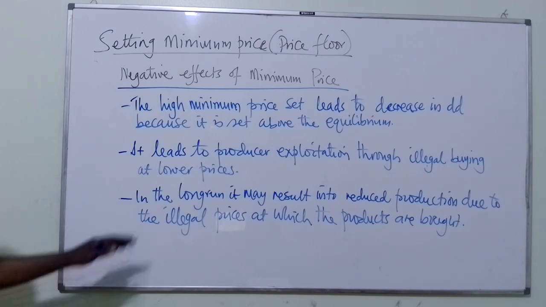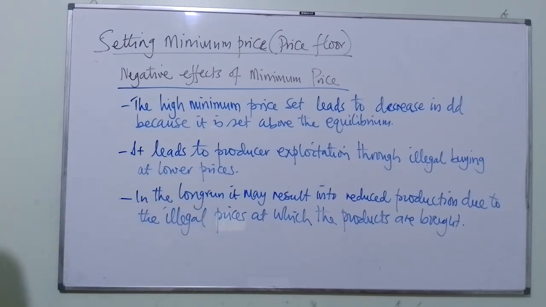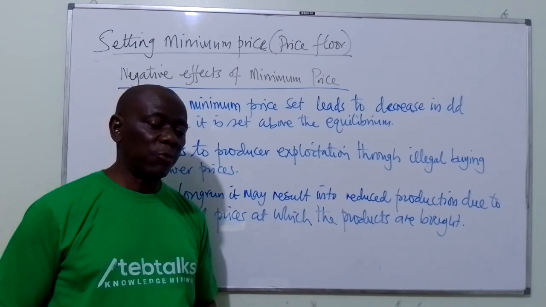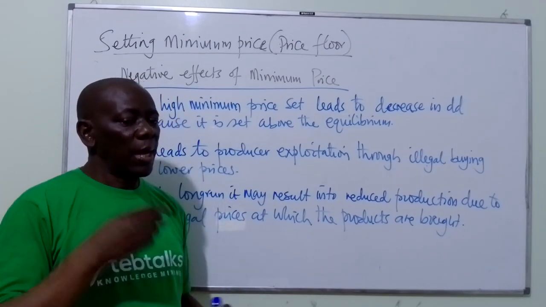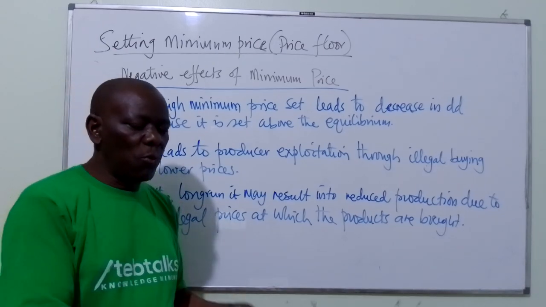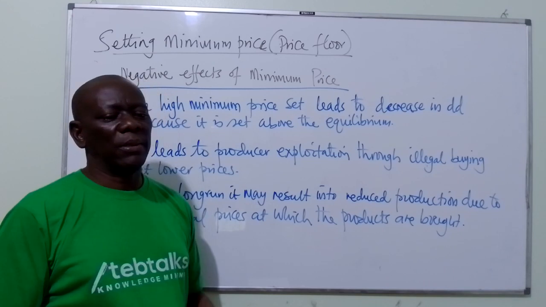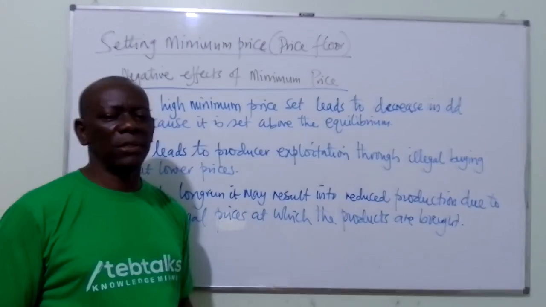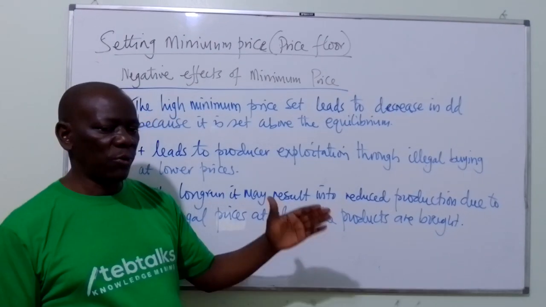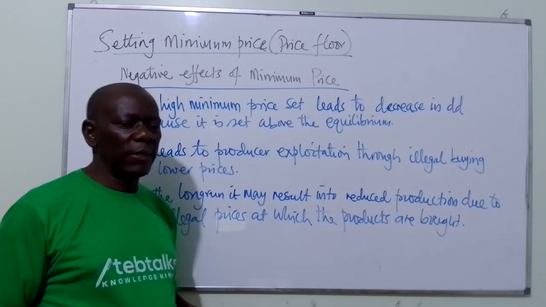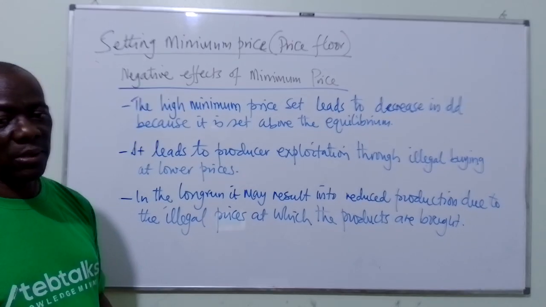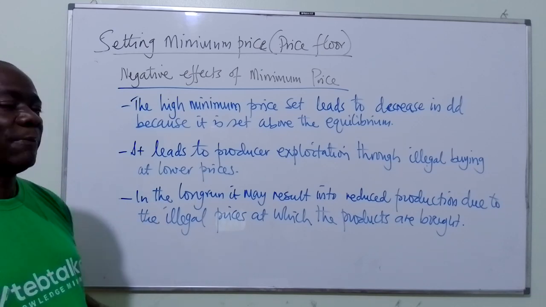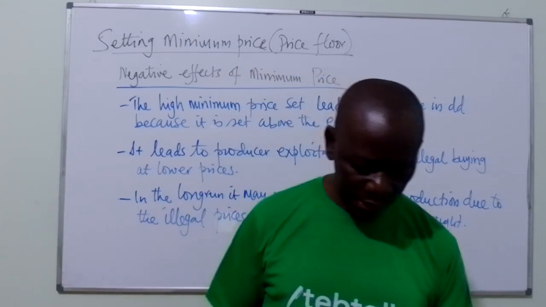That's what you're going to find, that in the long run it may result in reduced production due to the illegal prices at which production is bought. That's what I've just said. Once the price is high, demand is going to reduce, and the producers will be looking for people who can buy their commodities at a lower price. They say, forget about what government has said. You pay me this, you buy at this, so they will be buying at a lower price, not the one which government has said. And in the long run, this is going to discourage the producers, and slowly by slowly they will be giving up production. In the long run, you will find that the production has almost disappeared.